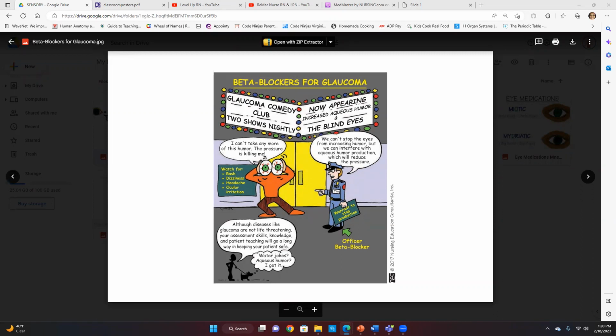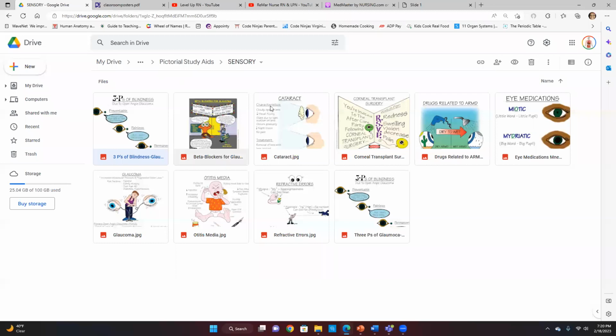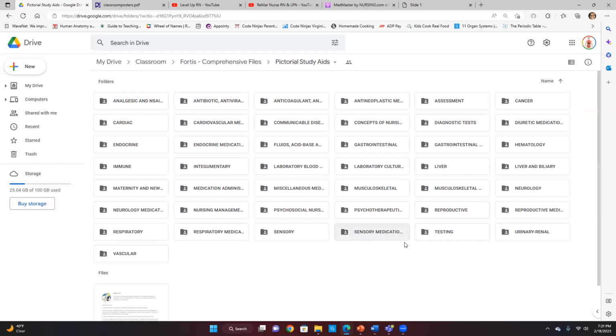Here's another pictorial, and that's the link that I shared with you so you can have access to these pictorials. If you're a visual learner, it'll be very helpful. Here's beta blockers for glaucoma. That's going to be something important to understand, not only the pathophysiology, what's happening in the patient's body when they have a particular condition, but now how do we treat it? That's how you always want to think. So that's one kind of resource that you have.